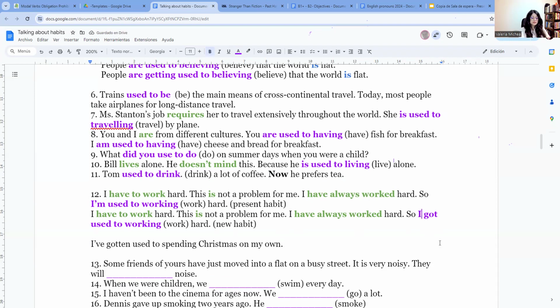I can also use it in this context, like "I've gotten used to working." It works perfectly. Yes. Good. Okay, thank you. It's a good question because it reminds us that it is possible to use get used to in all of the tenses. It makes sense.